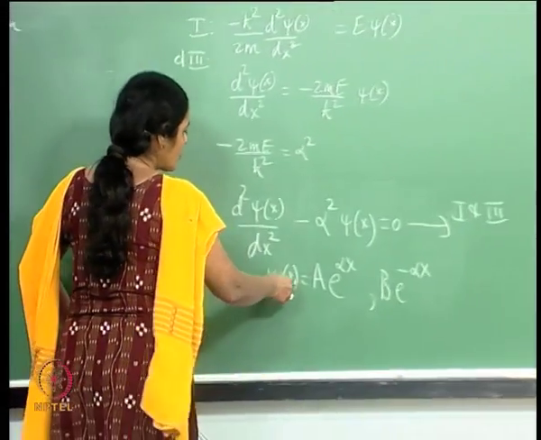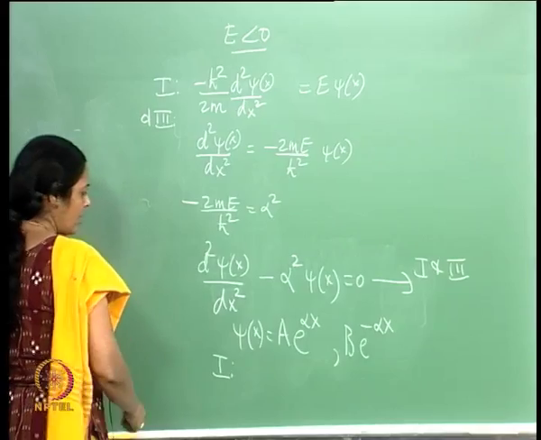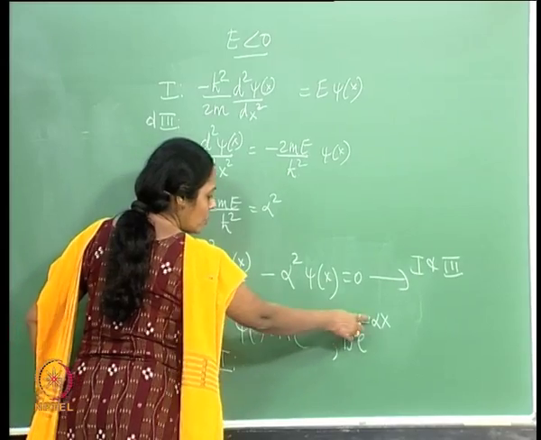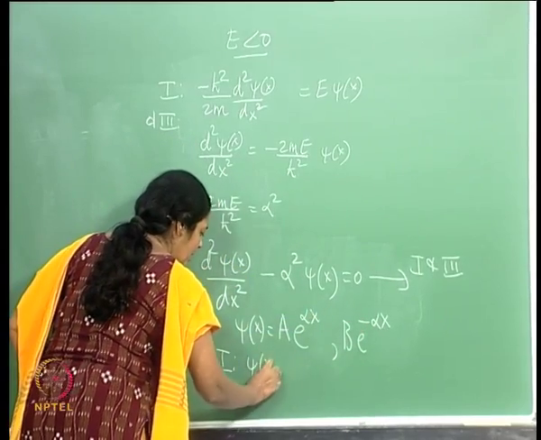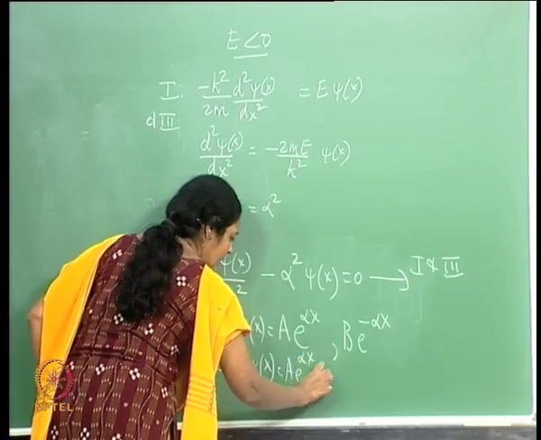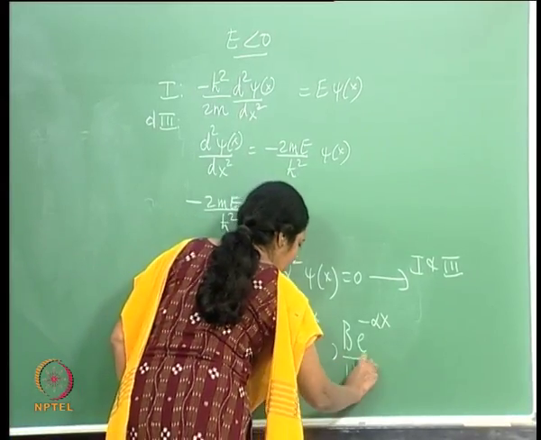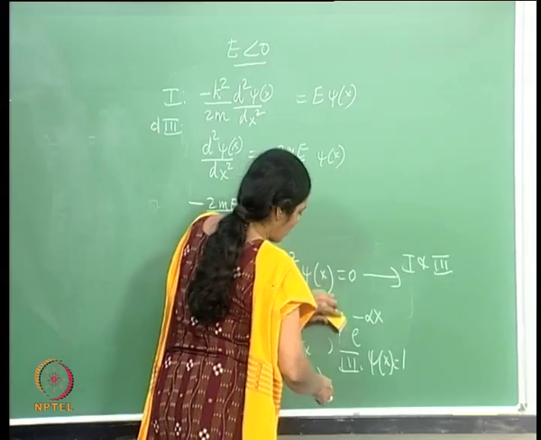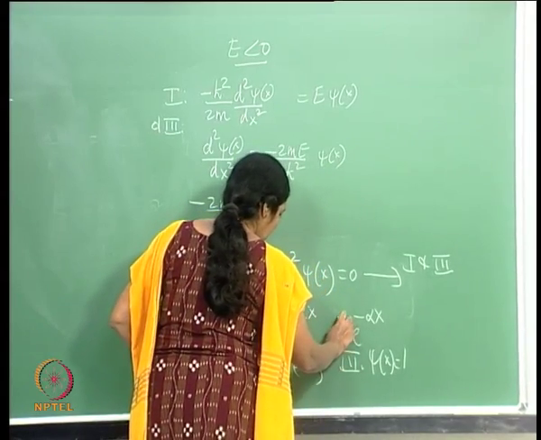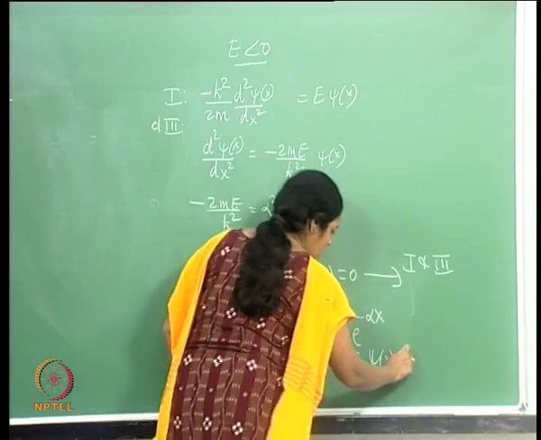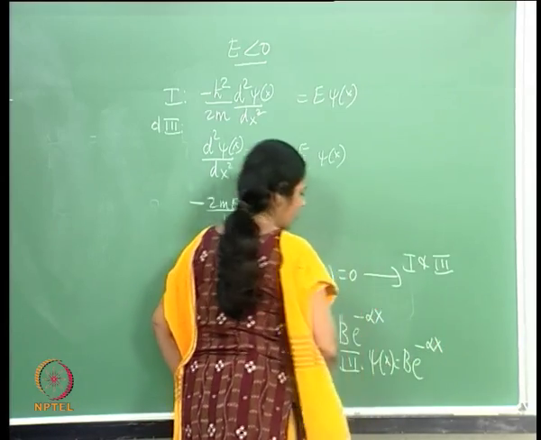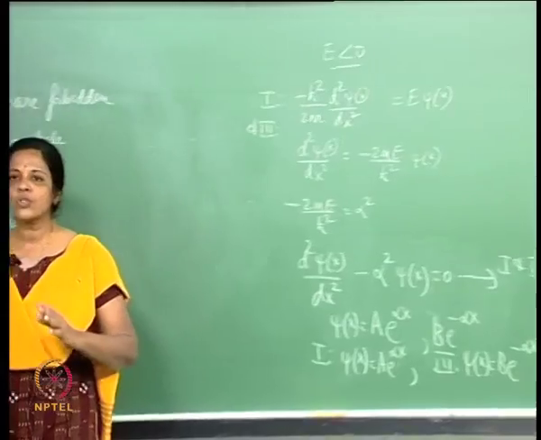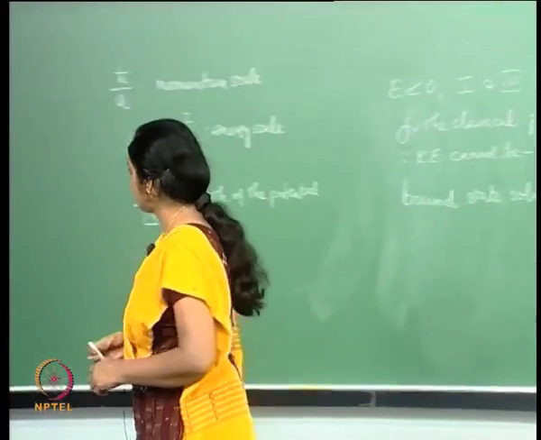Since we are looking at region 1 first, in region 1 x goes to minus infinity and there is no problem here, whereas the other solution blows up, and therefore in region 1 ψ(x) is a e to the alpha x. Now in region 3 ψ(x) is b e to the minus alpha x, because when x goes to plus infinity, this is fine and the other is not. So I have solutions in region 1 and region 3.